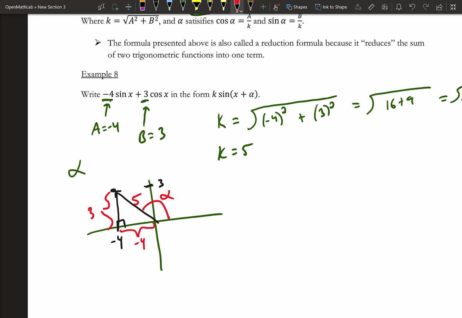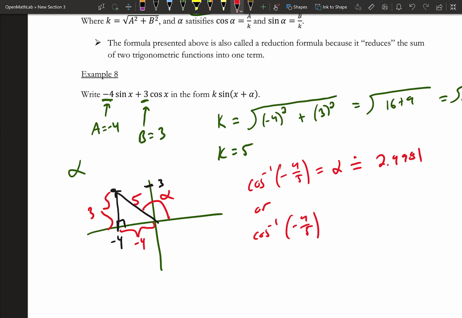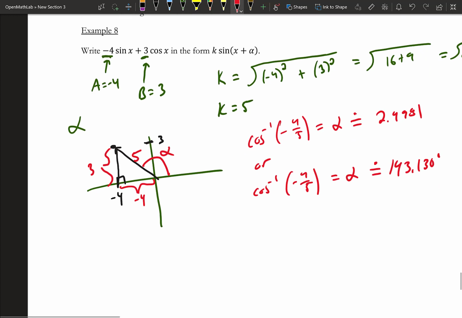It depends on if you want it in degrees or radians. What you'd want to do is inverse cosine of -4/5 equals alpha, which is approximately 2.4981 radians. Or you could do inverse cosine of -4/5, which equals alpha, approximately 143.130 degrees. It just depends on if you want it in degrees or radians.